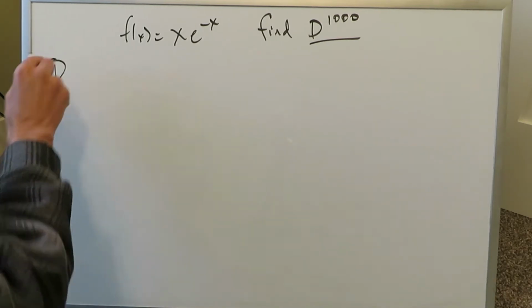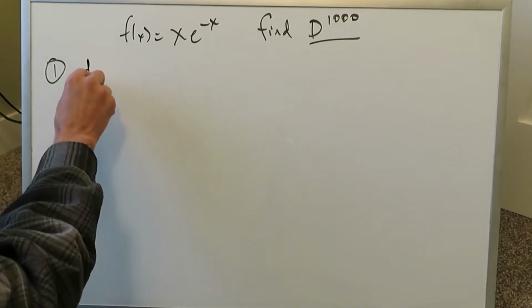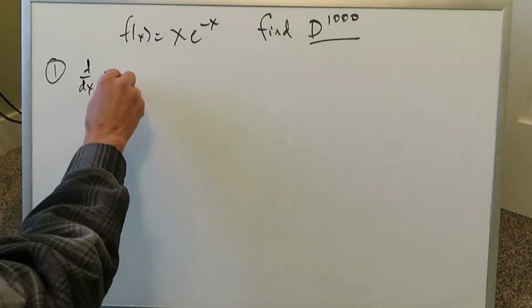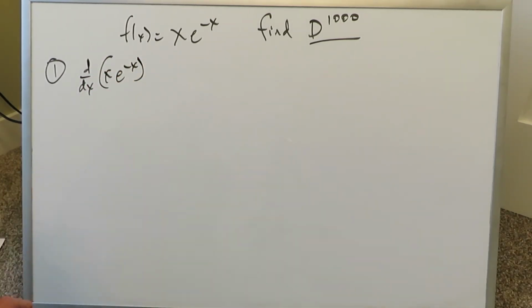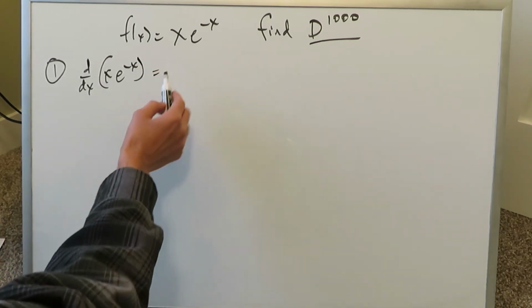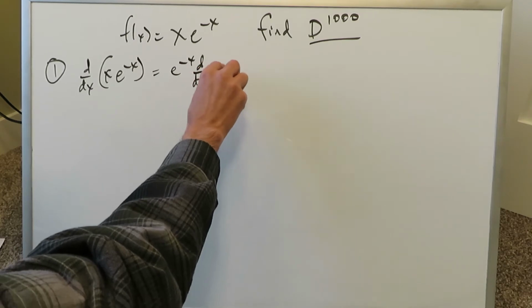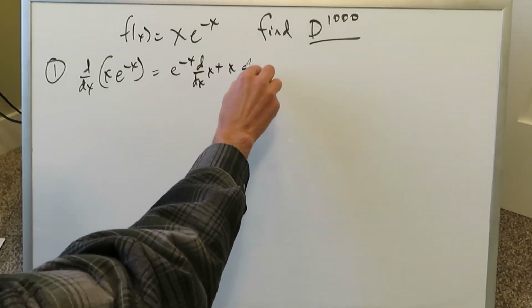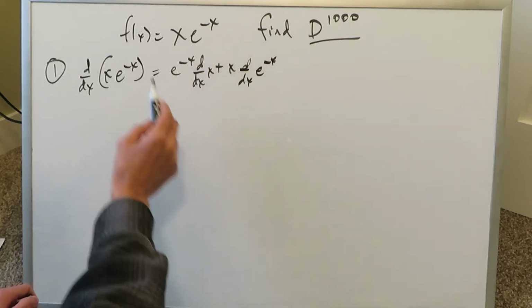You would start here by doing the first derivative. You know you have a product of functions here, so you want to use a product rule. What we can do here is probably go up to 4 cycles of derivatives and we can extrapolate that 1000th. You'll use a product rule. You'll have e to the minus x times the derivative of x plus x times the derivative of e to the minus x, which here is our g function. This is my f function, that's the g function.